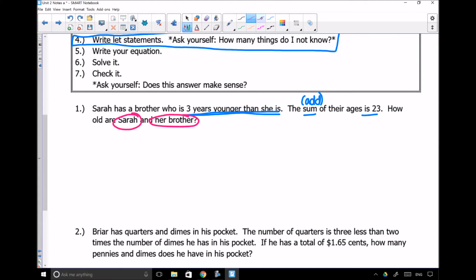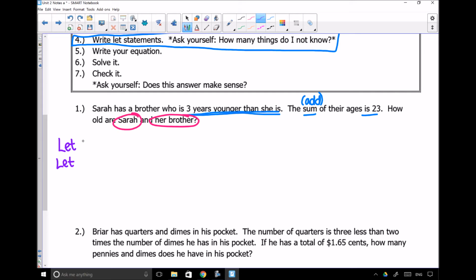Okay, so let's go ahead and start getting our let statements set up. My first let statement is going to be written here, and my second let statement is going to be written underneath it. Now, what does a let statement do? It defines a variable. So you're going to let a variable represent a certain unknown in my problem. So right here, I don't know Sarah's age and I don't know her brother's age, but her brother is based on her age. So I have to start with Sarah. So you start with who everybody is based on, or what everything is based on.